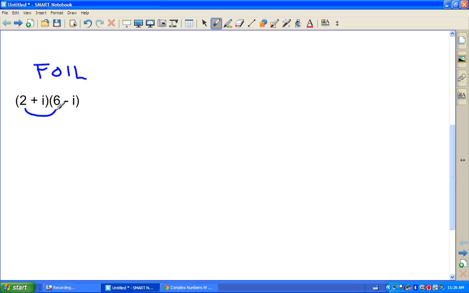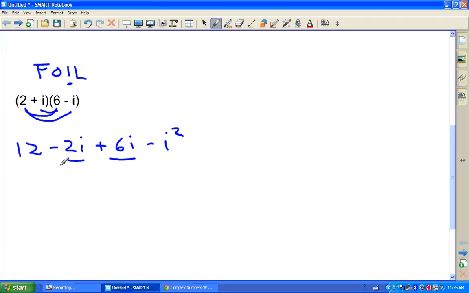So first I'm going to do the first terms. 2 times 6 is a 12. Okay, outside terms, 2 times a minus I is a minus 2I. All right, and then I times 6, that'd be the inside terms, would be a plus 6I. Okay, you can see these two are going to group together. All right, and then minus I times a plus I gives you a minus I squared.